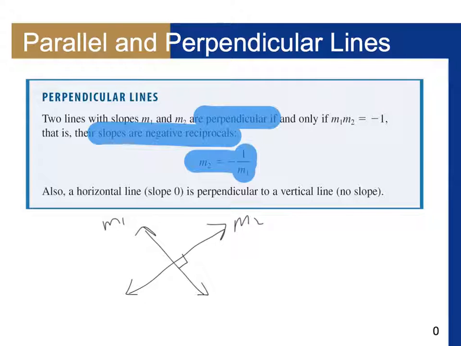So the slope for one is the negative reciprocal of the slope for the other. Let's say this slope is 2/3. Then this slope, M1, will be the reciprocal, change the sign, so minus 3/2. That's a minus there.